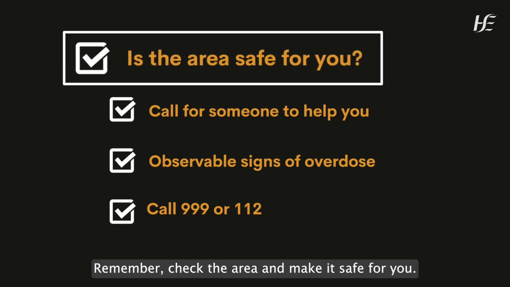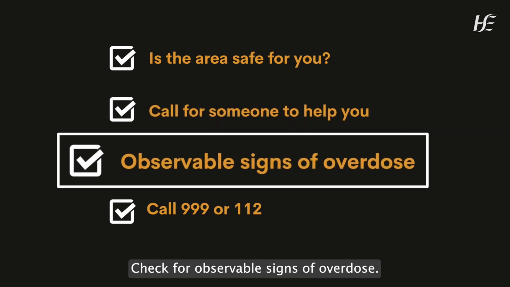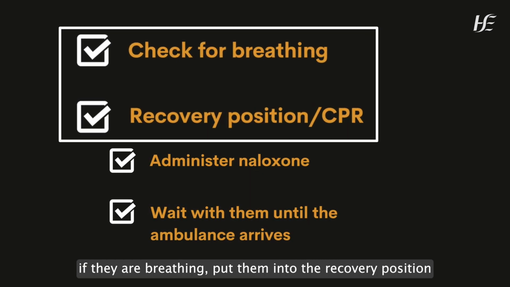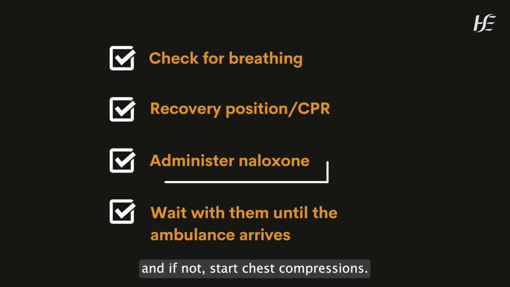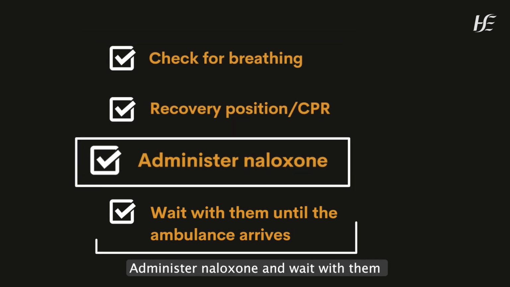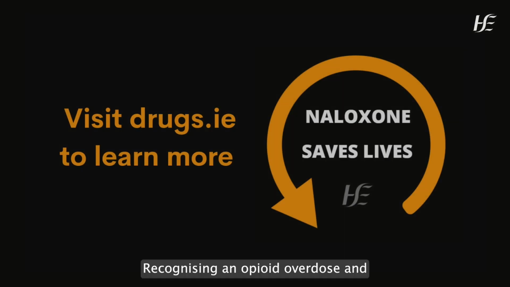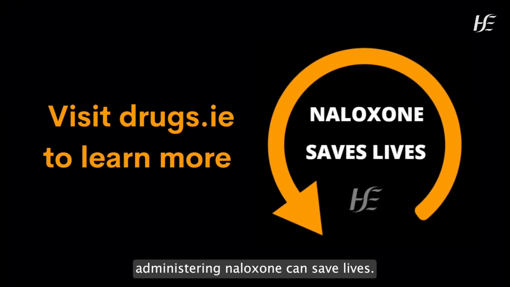Remember, check the area and make it safe for you. Call for someone to help you. Check for observable signs of overdose. Call 999 or 112. If they are breathing, put them into the recovery position, and if not, start chest compressions, administer naloxone and wait with them until the ambulance arrives. Recognizing an opioid overdose and administering naloxone can save lives.